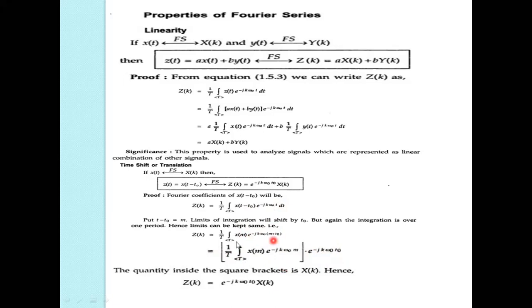Within the parentheses, whatever we have here, that quantity inside the square brackets is x of k. Hence, z of k is equal to e power minus jk omega naught t naught into x of k. Understand, my dear friends? Okay. The next one.